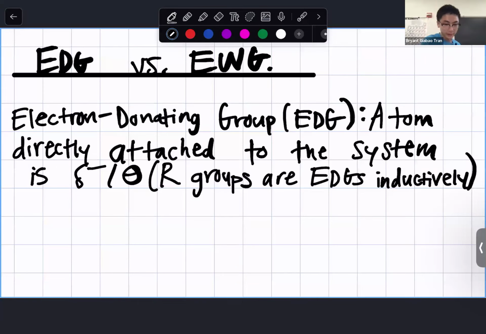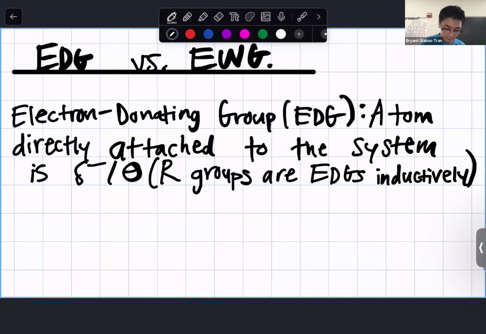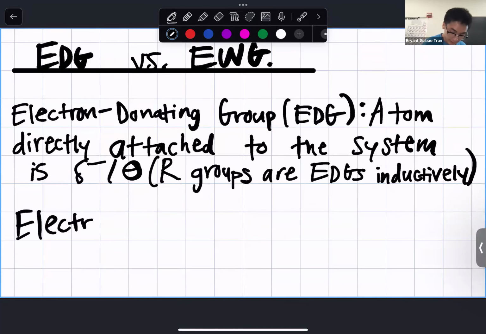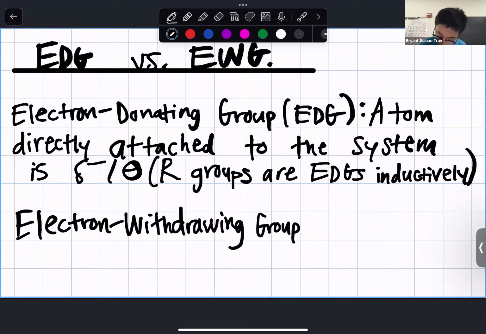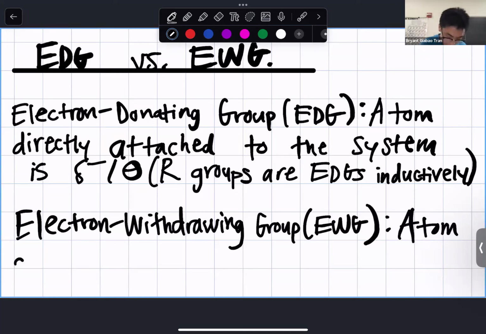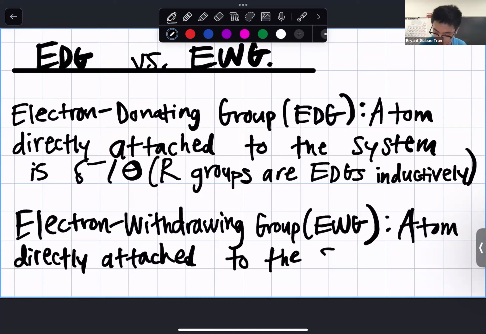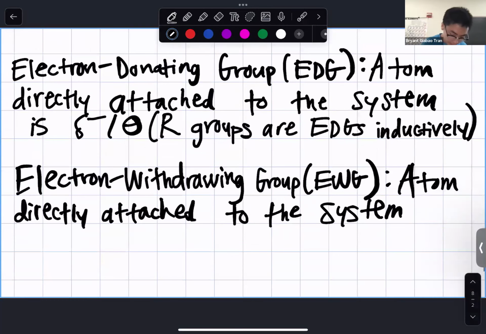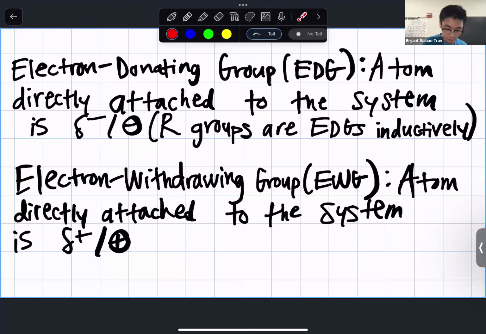It will be more clear if we go over examples, but these are the definitions here. Electron donating groups have a lot of electrons and negative charge that they could donate electrons. Electron withdrawing group, EWG, is the direct opposite. It is when the atom directly attached to the system is partial positive charge or fully positive charge. So if it is partial positive charge or fully positive charge, it is an electrophile that wants to gain electrons.